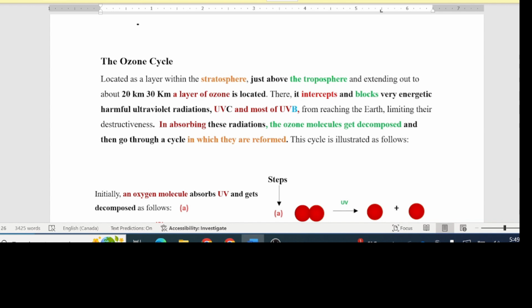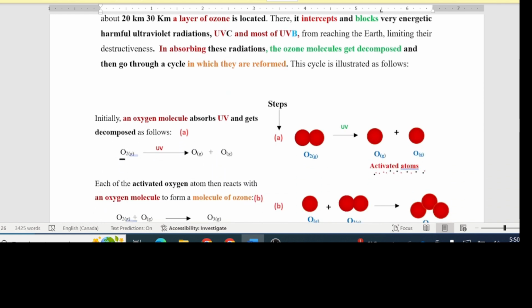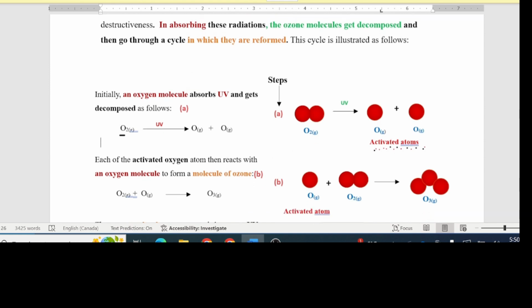There, it intercepts and blocks very energetic, harmful ultraviolet radiations, UVC and most of UVB, from reaching the Earth, limiting their destructiveness. In absorbing these radiations, the ozone molecules decompose and go through a cycle in which they are reformed. This cycle is illustrated as follows.